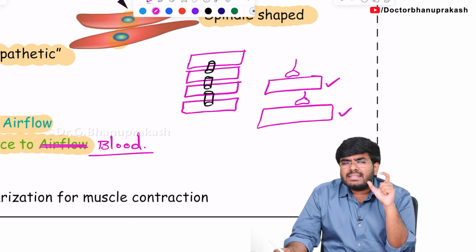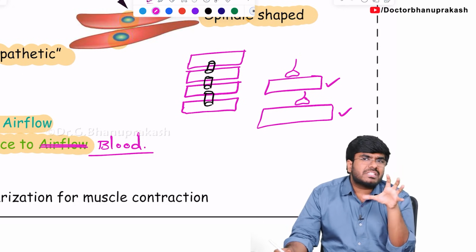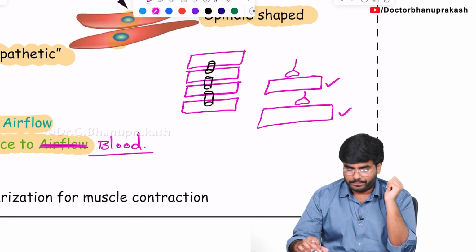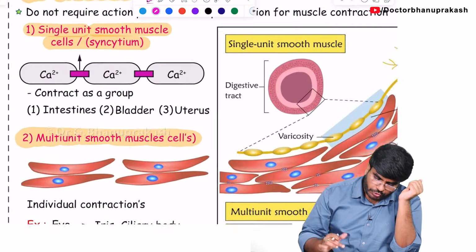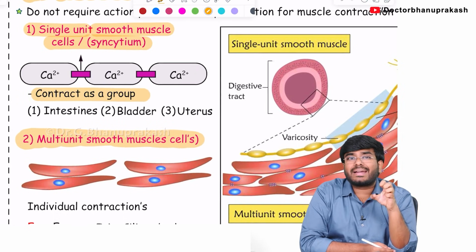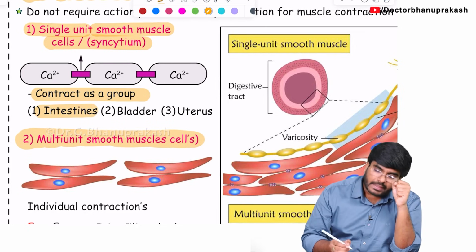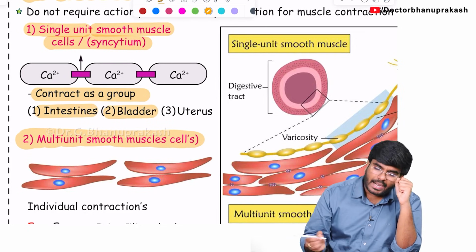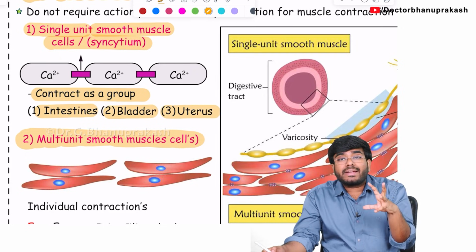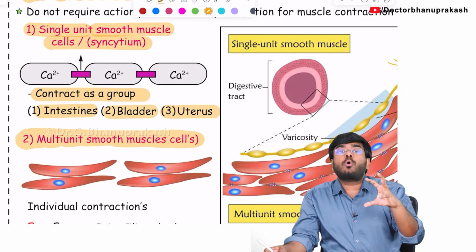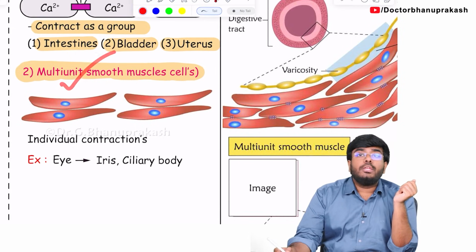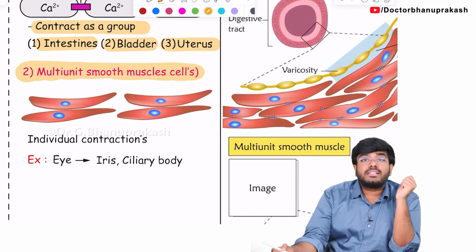Now, the examples they will ask you: where do we have such single unit and multi-unit types of smooth muscles in our body? Let me show you here. Single unit smooth muscles contract as a group, and they are present in the intestines, the gallbladder, the urinary bladder, and the uterus. So all the muscles will contract at the same time, causing a coordinated contraction. But where do we see such multi-unit types of smooth muscles? I have already discussed with you.